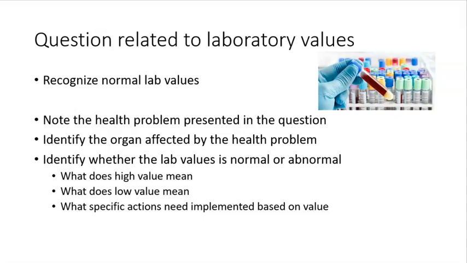And when you're getting questions related to lab values, see what the health problem is being addressed in the question. Identify if there's a specific organ being addressed, because some lab values go with specific organs, such as ALT and AST with the liver, amylase and lipase with the pancreas, and identify whether the lab value is normal or abnormal. And what does a high value mean? What does a low value mean? If my liver is not working properly, would I expect those liver enzymes to be high or low? Those are things you'll want to know.